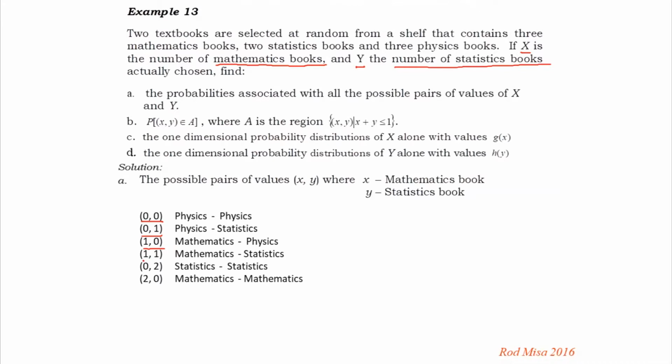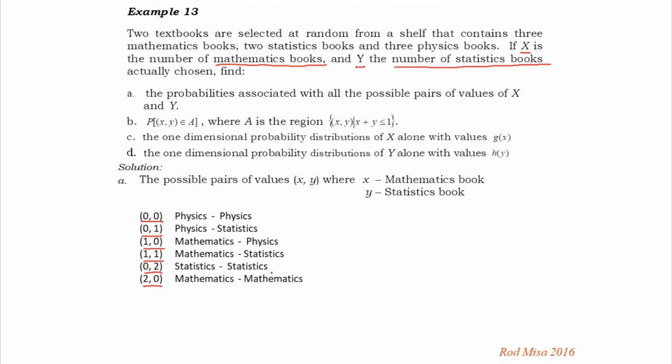And this 1, 1 is one mathematics book and one statistics book. And the pair 0, 2 means that both of the books are statistics books here. And the pair 2, 0 means that both of the two books are mathematics books.